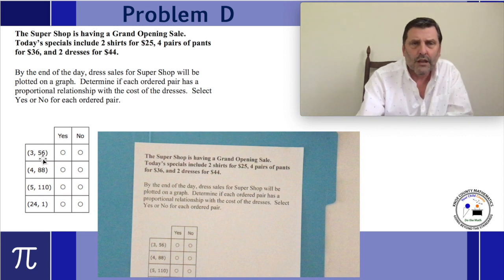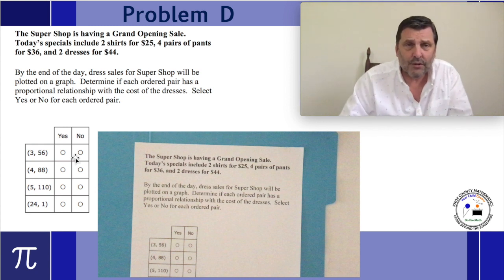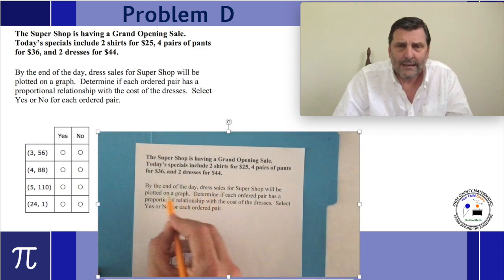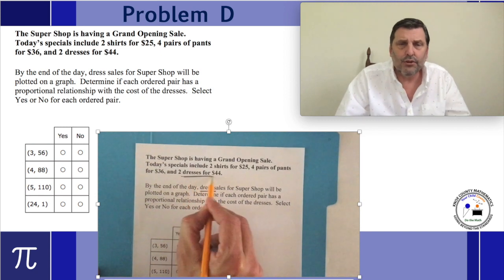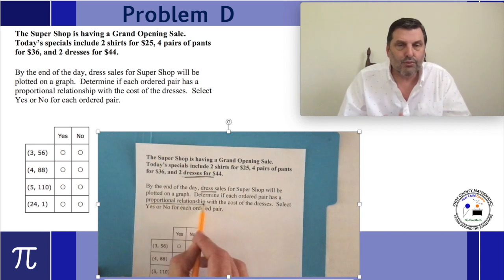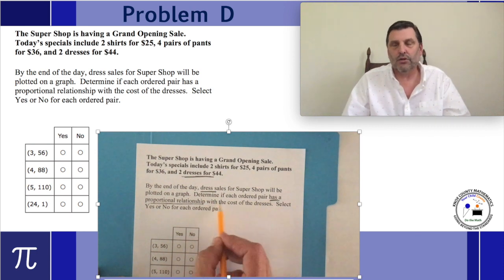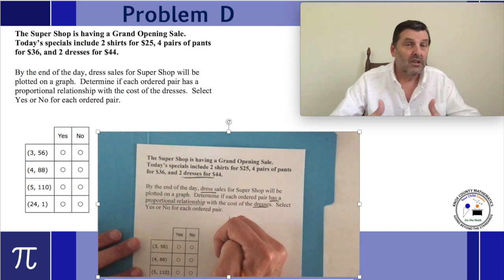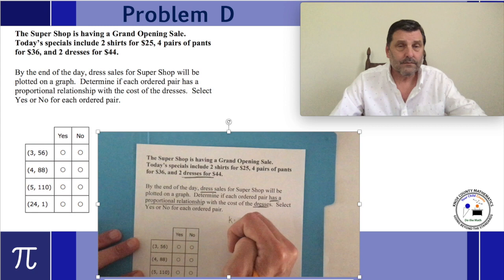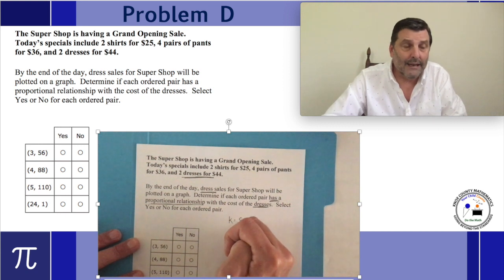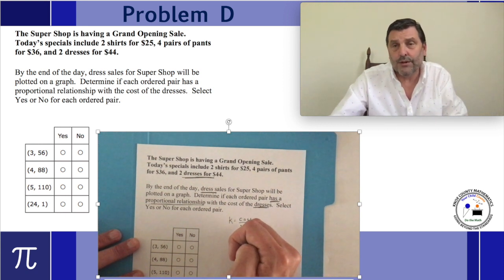Well, we've got four examples. We want to know, do they have the same proportional relationship as what's given with two dresses for $44? Let's see how that one works. Since I'm dealing with dresses and I'm given two dresses for $44, let's find out what that constant of proportionality would be. If I bought two dresses for $44, what would that unit rate be? Well, cost over the number. So that K would equal cost divided by number, cost of the dresses over the number that I buy, which is 44 divided by 2.